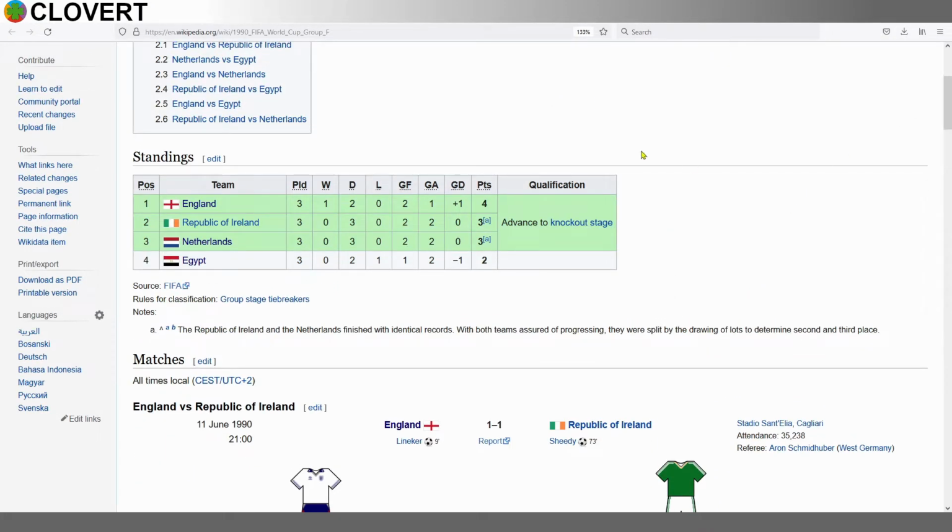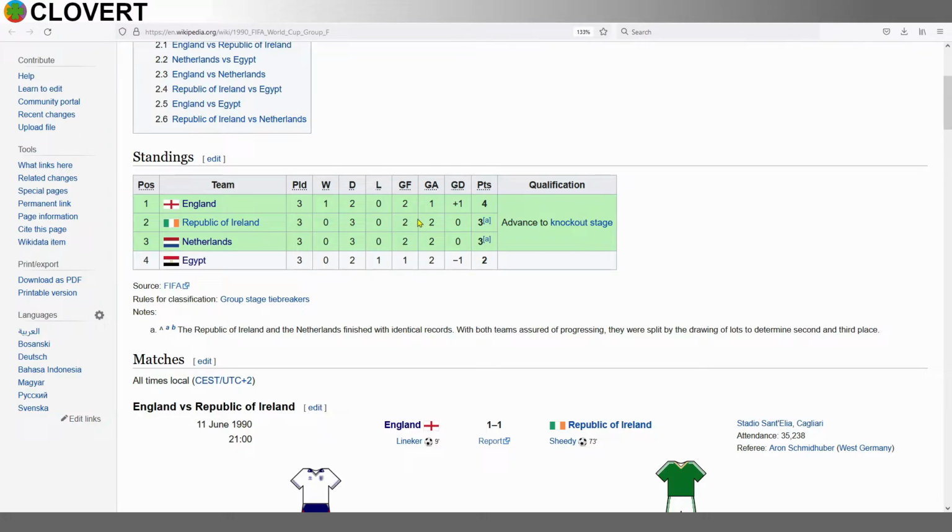So here we go. England finished on top on 4 points. Back then you only got 2 points for a win, which is why England had 4 points and not 5. So they had 1 win and 2 draws, and they had a +1 goal difference. And the Republic of Ireland and the Netherlands finished dead even.